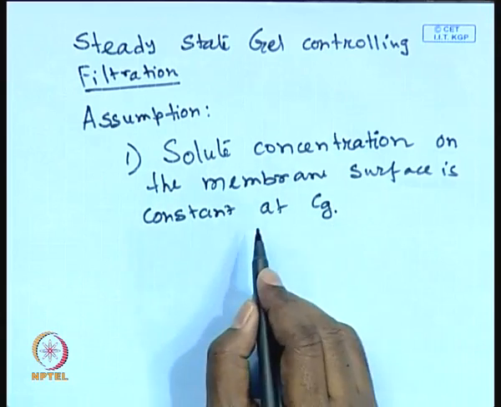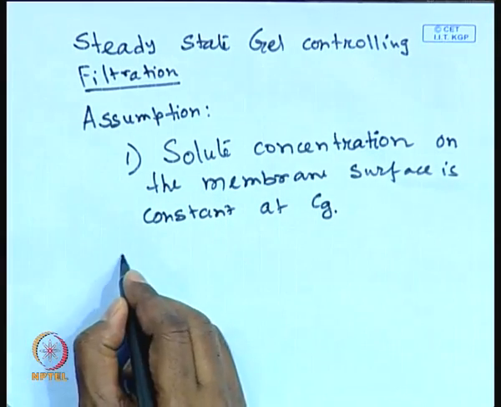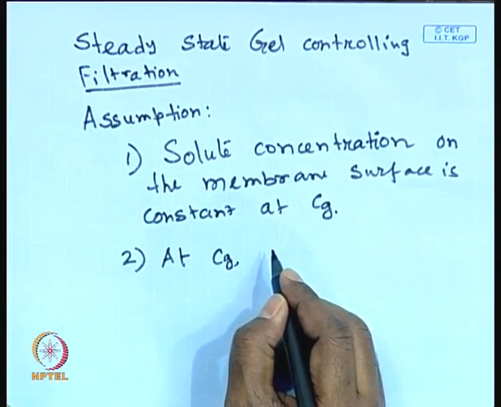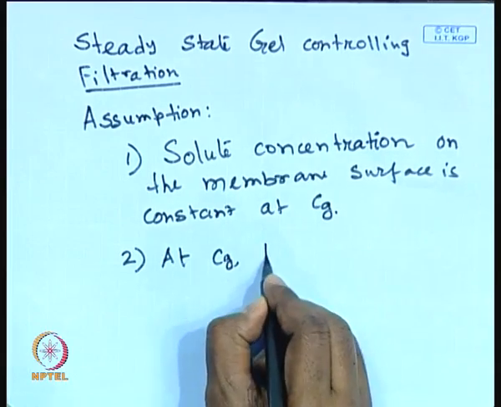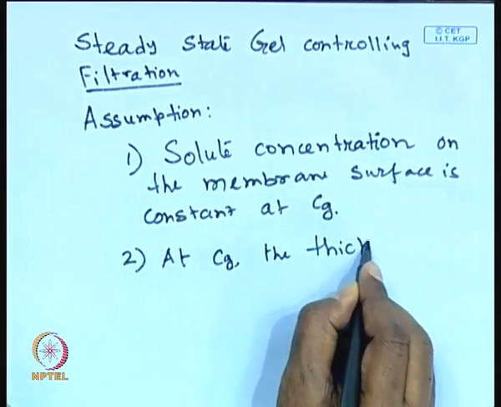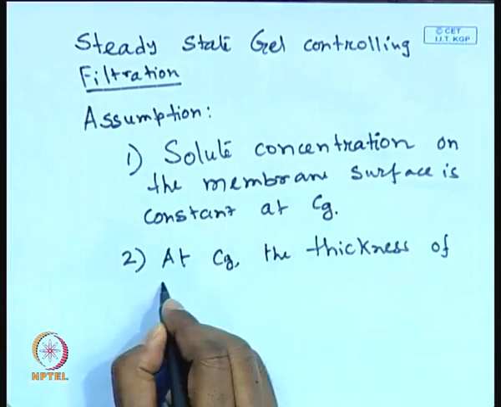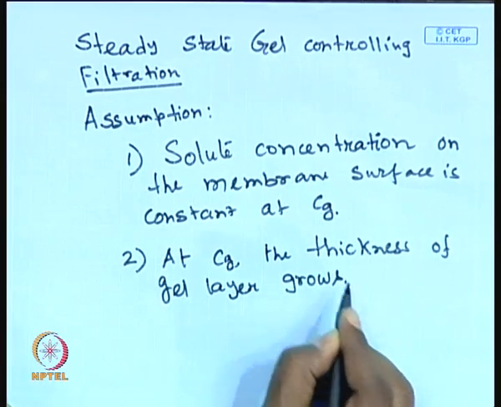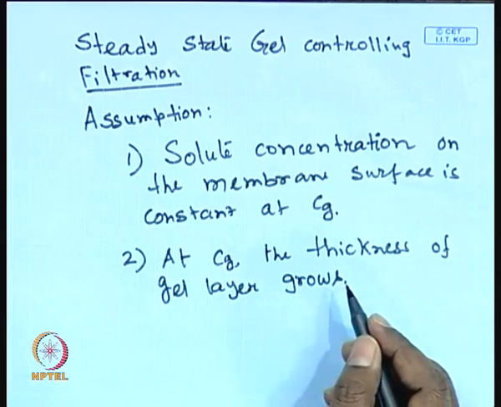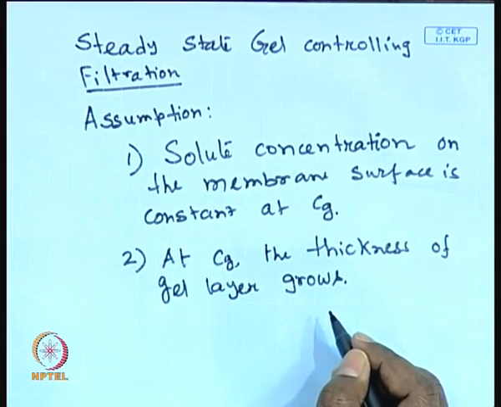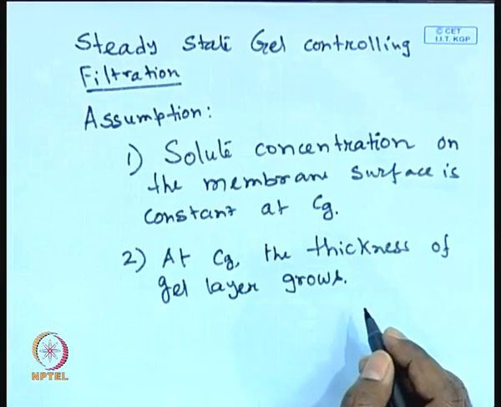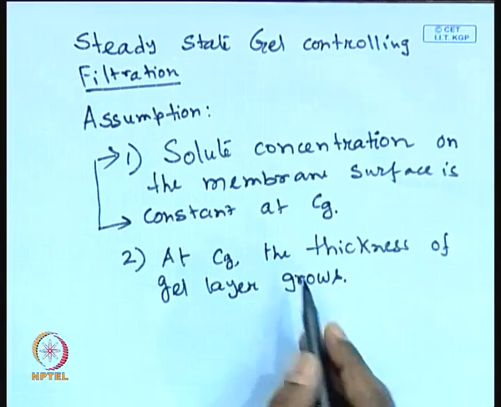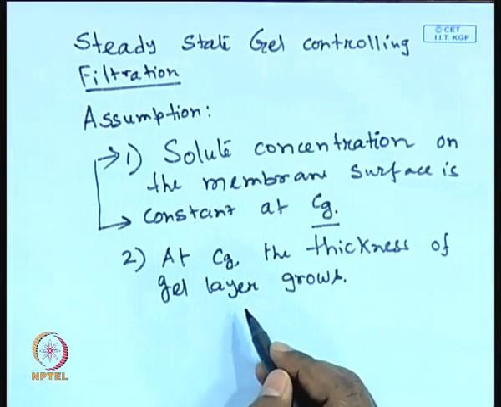So, solute concentration on the membrane surface is constant, that is at Cg, and at that particular concentration Cg, more particles deposit over the membrane surface and the thickness of gel layer grows. Okay. As the thickness grows, it offers more resistance and that causes the decline in permeate flux, okay, on the throughput of the system. So, we assume that the gel layer concentration is constant throughout the gel layer. And how to obtain the gel layer concentration, that we will see after some time.